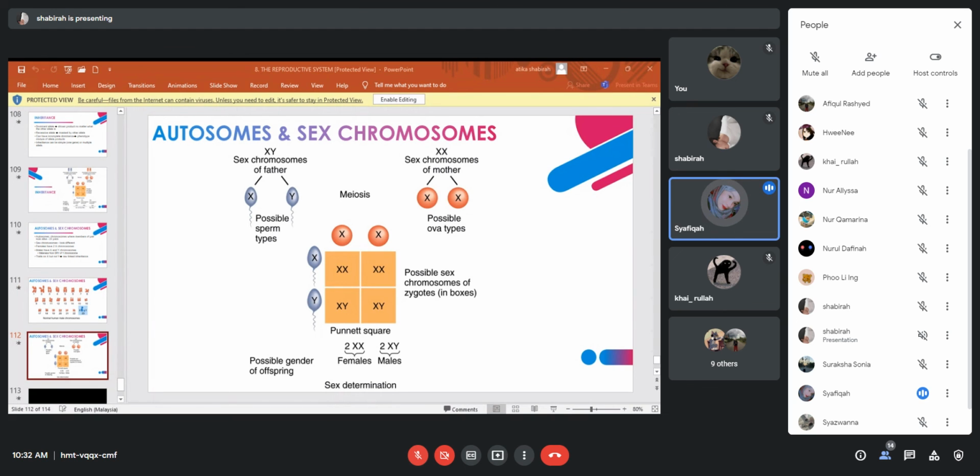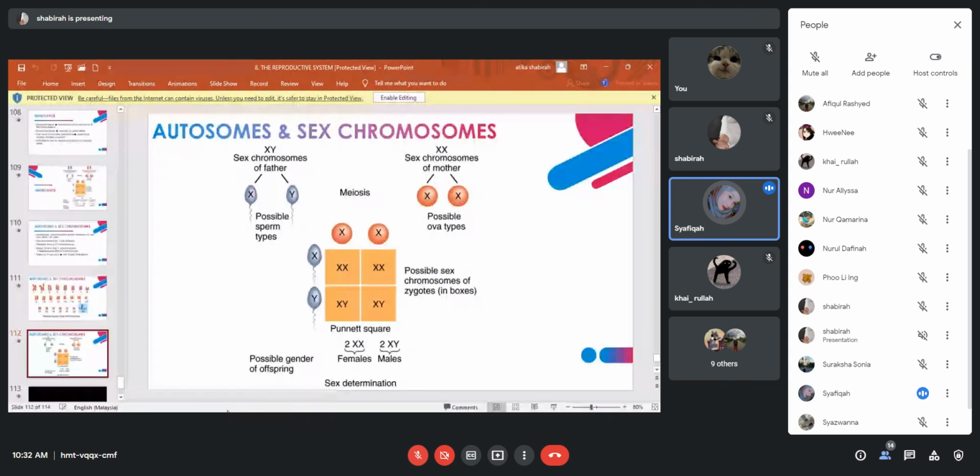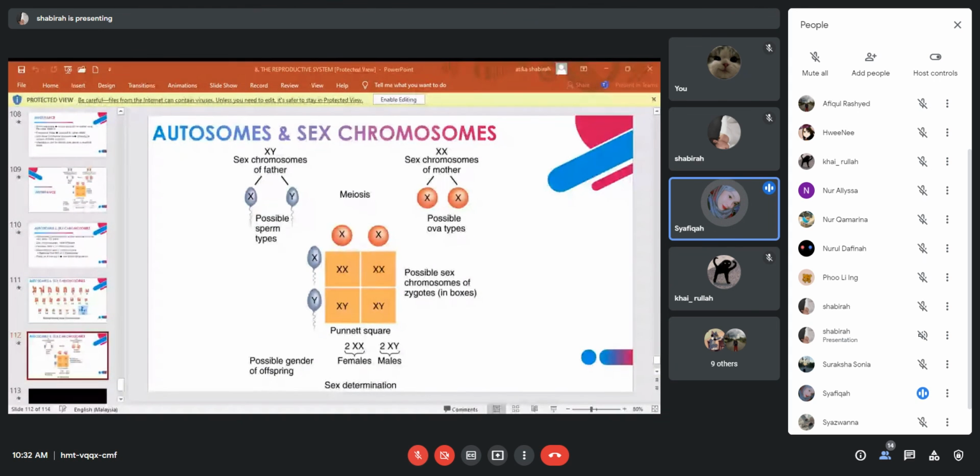Kalau yang mitosis ni dia division of body cell. Kalau meiosis tu dia division of sex cells kah?